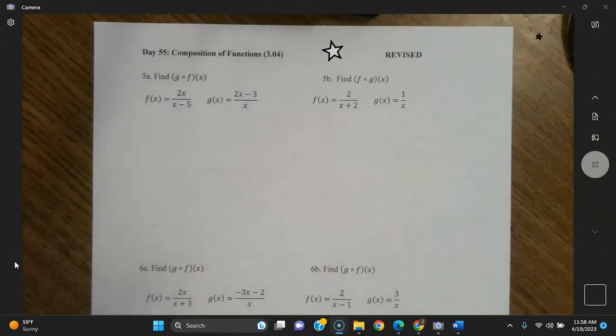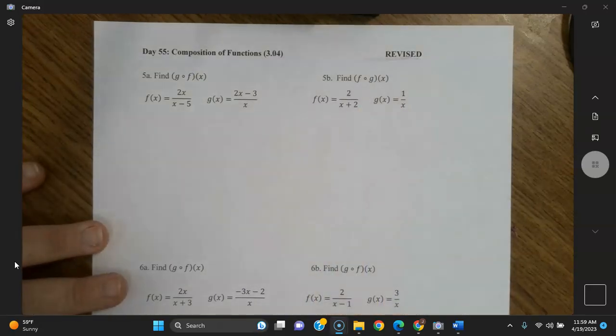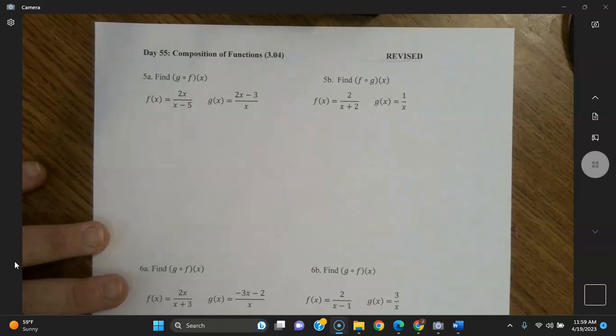Okay, now we're going to go ahead and do these. These are a bit messy. I've revised this back page because I had left these off, and I just thought, let's start over again on these. So get the new assignment. You can staple it to your old one. It says revised. You don't have to do everything on the front side again. Okay, so let's go with this one. These are kind of messy.